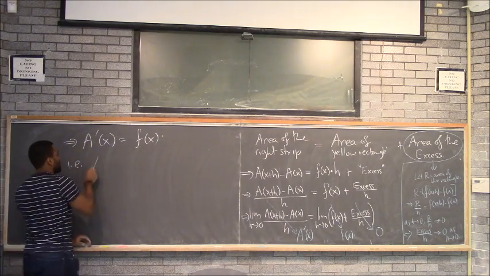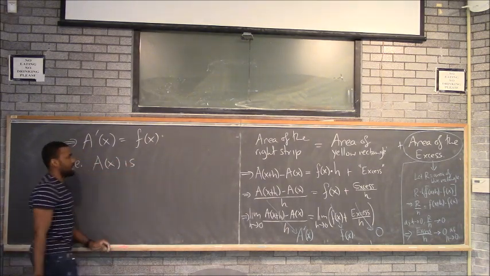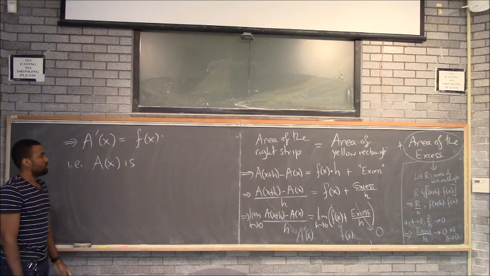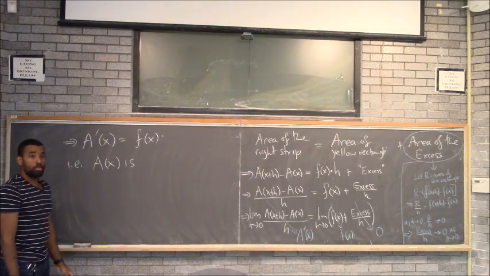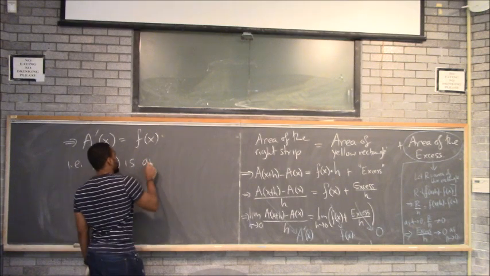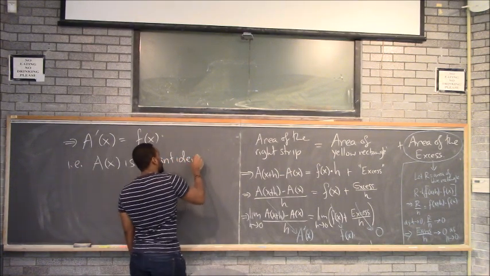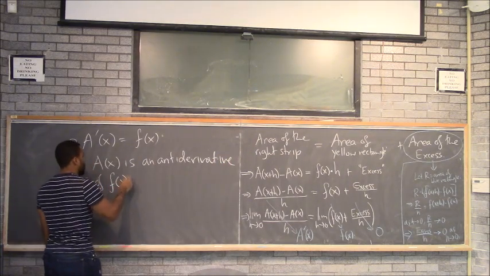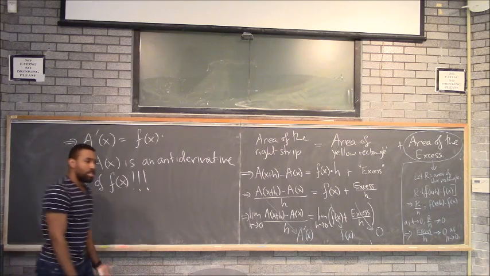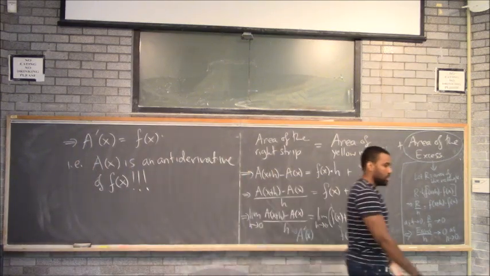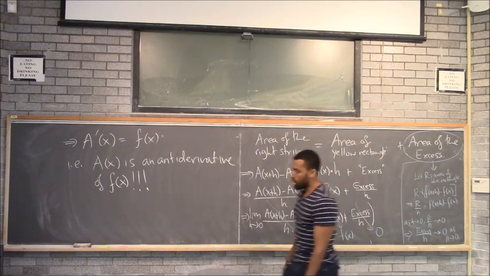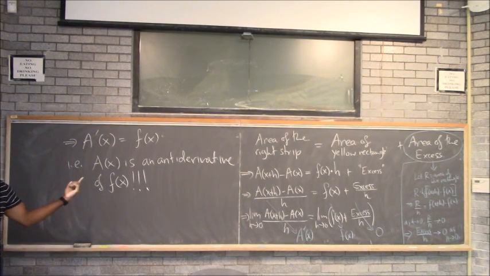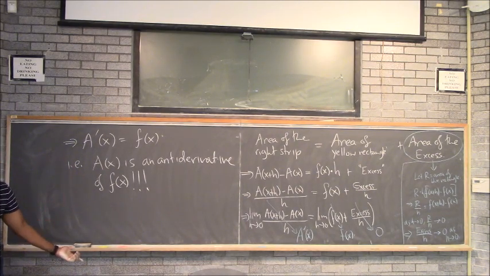Another way to say that: how can I talk about A of x in terms of f of x? It's the antiderivative. If I pretend I could find a formula to give me the area under a curve on some interval, what must that formula be? It turns out it has to be an antiderivative of the function I was looking under in the first place.